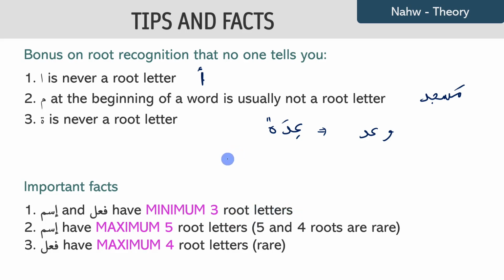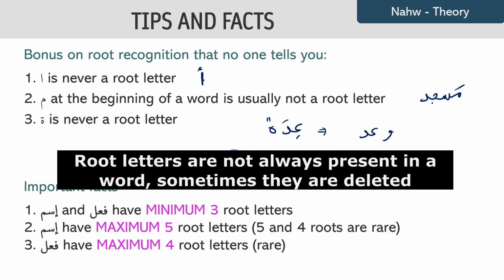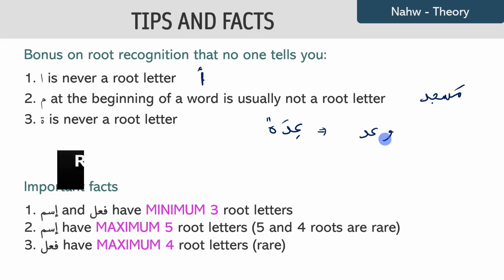And that is to say that root letters are not always present in a word. You don't always see them. Sometimes they are deleted. So for example, the wow here has been deleted. But in most cases, the root letters are already found in the word itself.